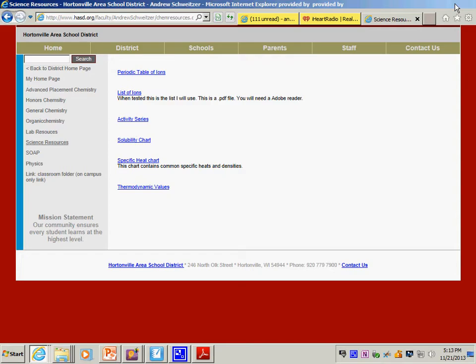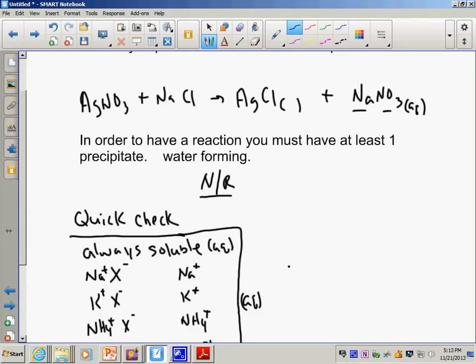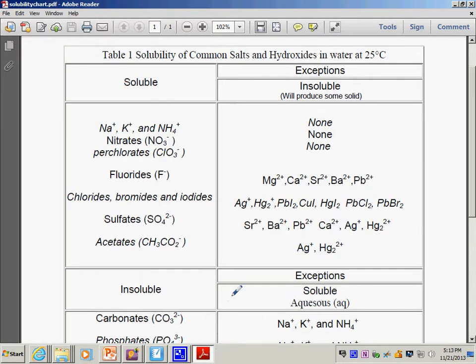All right, so at this point, I will just pull this up right here. That's the solubility chart. And as you look at this solubility chart, you'll notice that in the top section, and I can't write on here anymore because I'm no longer in the correct program, but this right here is soluble. This is AQ, always soluble. These guys, if they're present, are always soluble, and there are no exceptions.